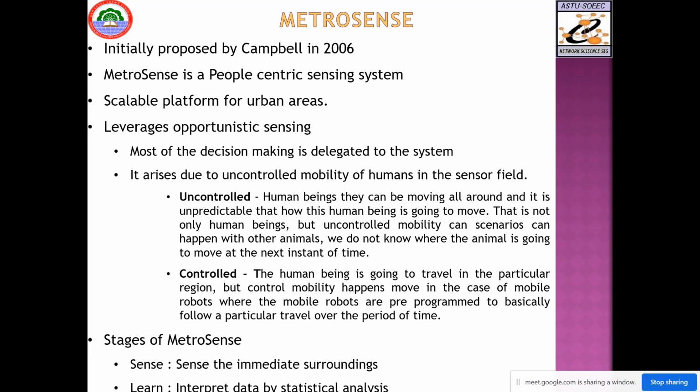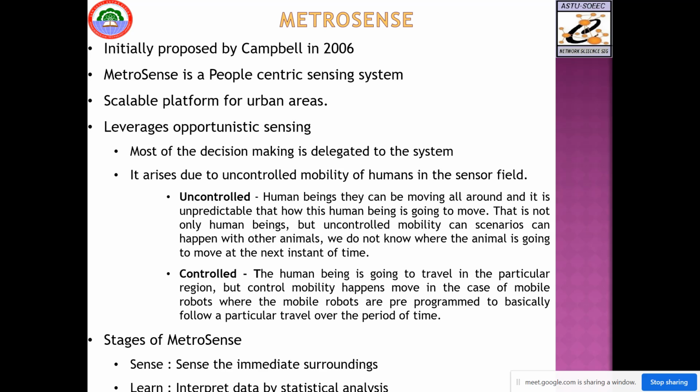Prior to now, we cannot say after 10 minutes where he is going to reach or where he is going to be available. At the same time, if you attach sensors like ZebraNet, what we discussed in the previous lecture, they simply attach sensors to zebras so that they can track the movement of zebras, but they don't know where these zebras will be available at a particular point of time in the future.